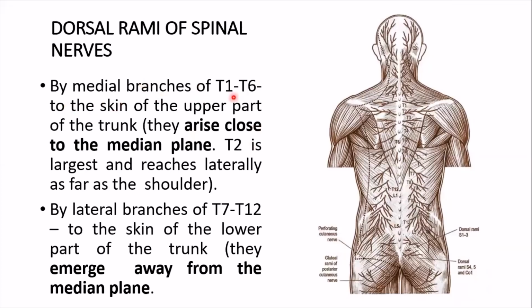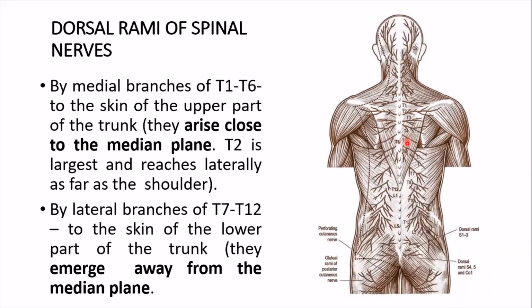But the medial branches of T1 to T6, you could see T1 to T6, the medial cutaneous branches, arise close to the median plane. You see, this is the median plane, and these medial cutaneous branches arise close to the median plane, T1 to T6, and they reach laterally as far as the shoulder. These are the shoulder, they're reaching there laterally.